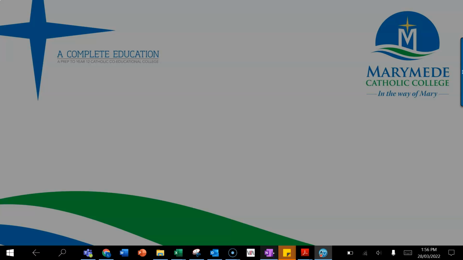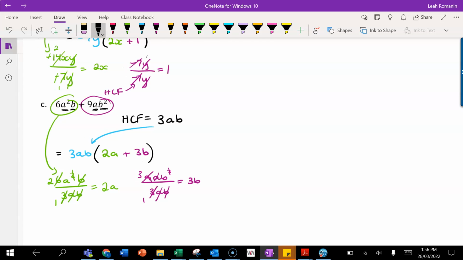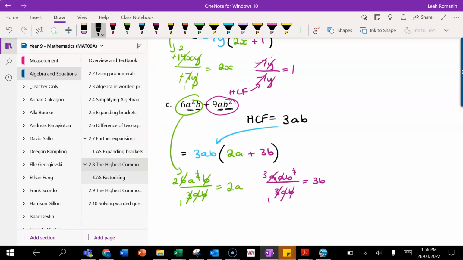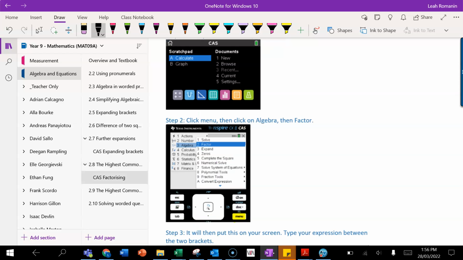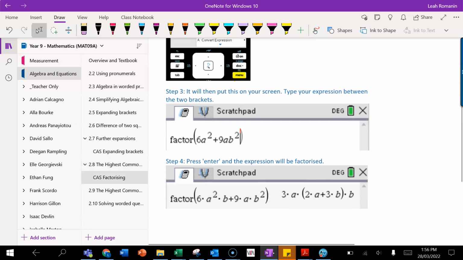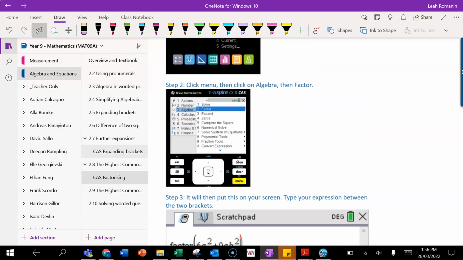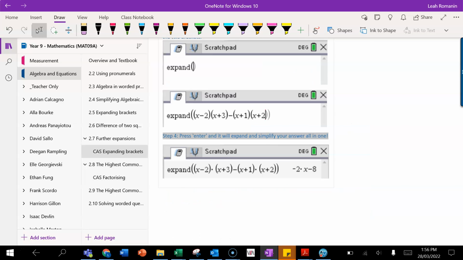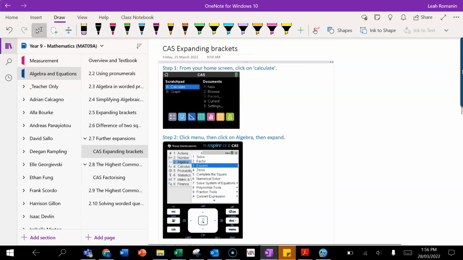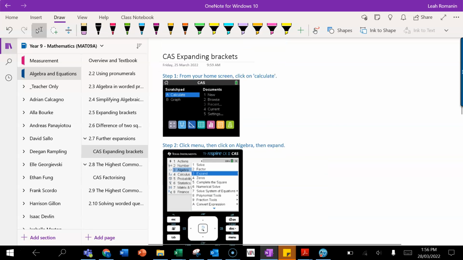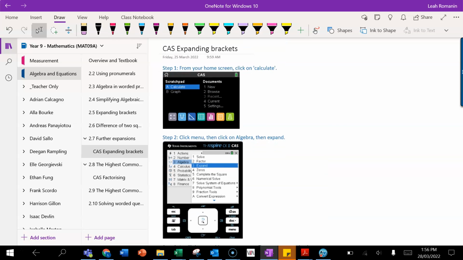Now, if you want to review these steps by yourself, I have got them on the OneNote. So just under here, I've put CAS factorizing, and I've got this in a step-by-step in our class OneNote. So please have a look over that. Just in case you missed it, I also have the same thing for expanding, the step-by-step on how to expand on the CAS. So please, please, please review these when you can.